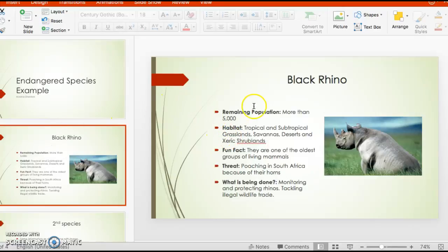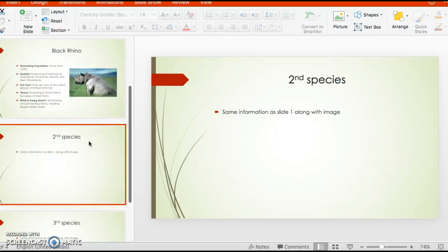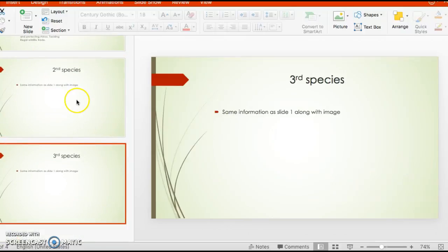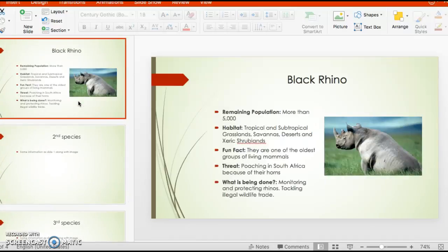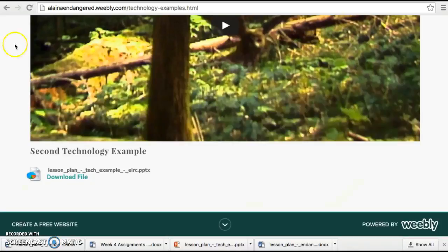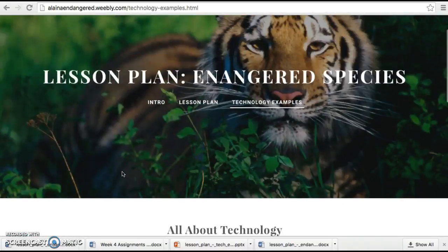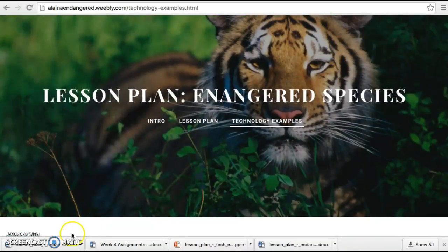And here's an example of how the information would be listed in a neat fashion: remaining population, habitat, a fun fact about the animal, which I think I forgot to mention earlier, threat, poaching because of their horns, and what is being done. Very, very easy. And same thing with the second species, and the same thing with the third species, just using this first slide right here as a model. And that is it for the endangered species lesson plan.